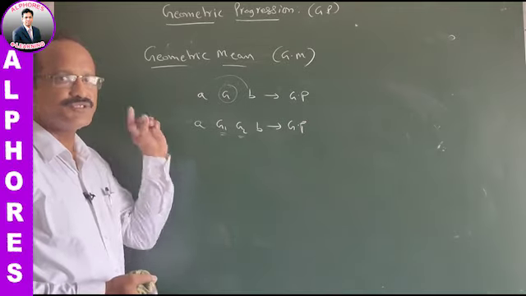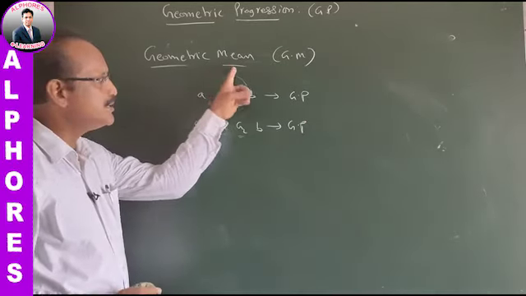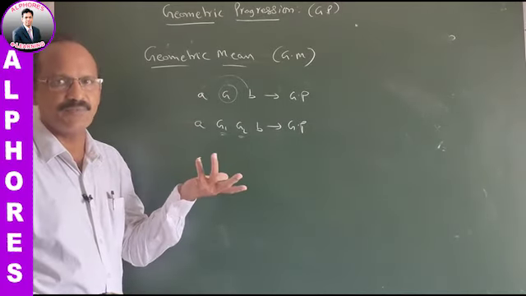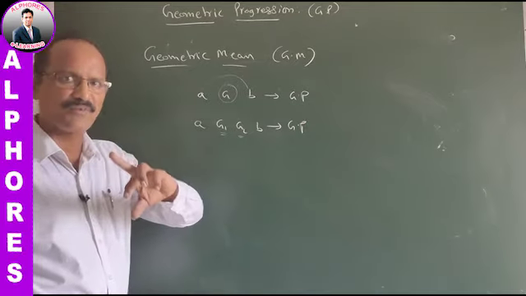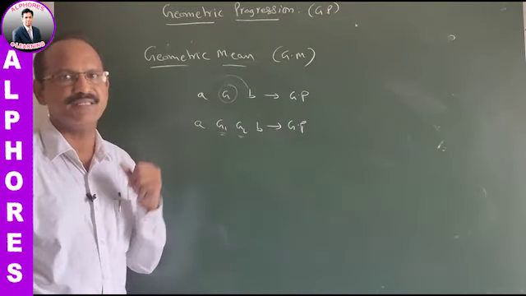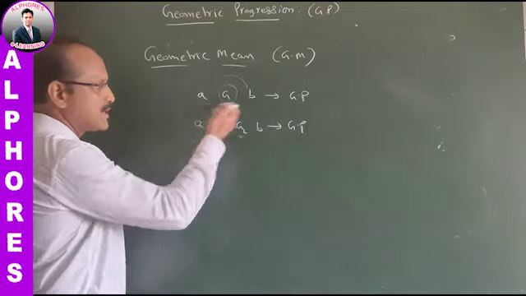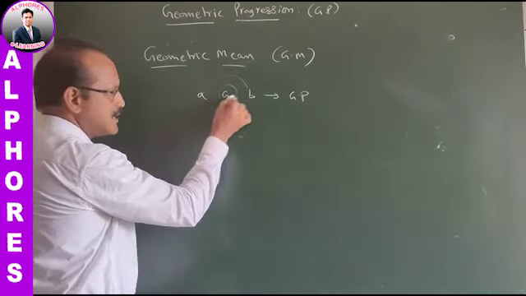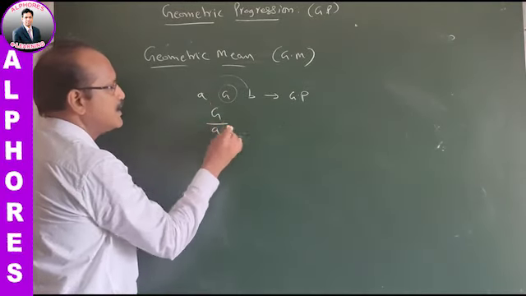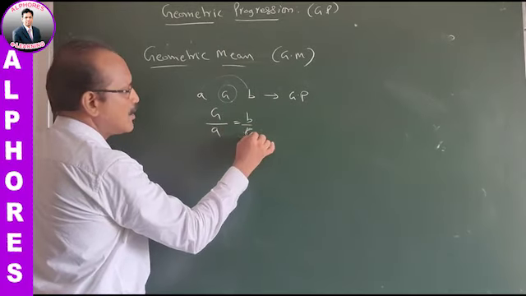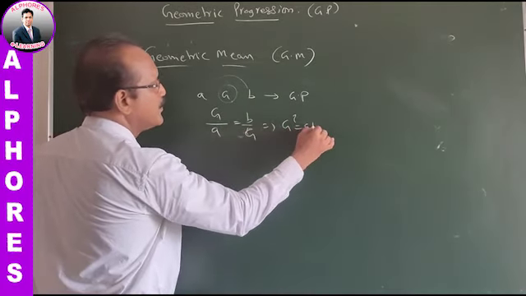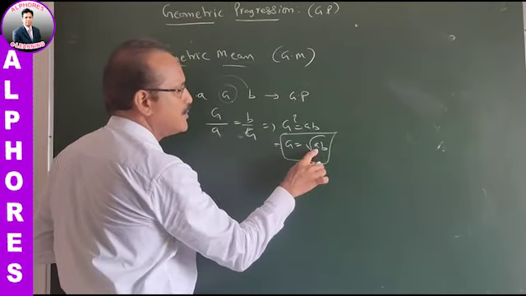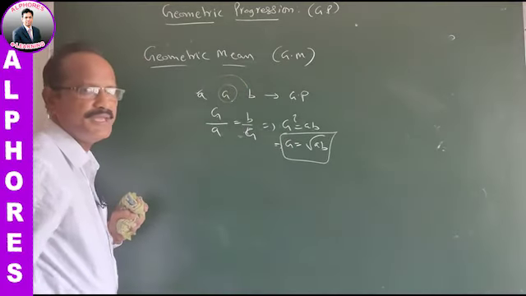That is, finally, geometric mean means if 3 or more terms form a GP series, then the terms lying between the first and the last are called geometric means. For example, say a, G, b are in GP, then the common ratio G/a equals b/G, or G² equals ab, or G equals √(ab). So √(ab) is the geometric mean of a and b.